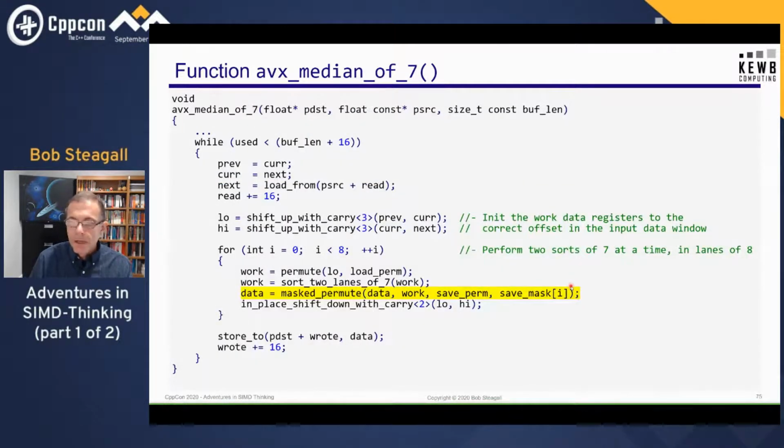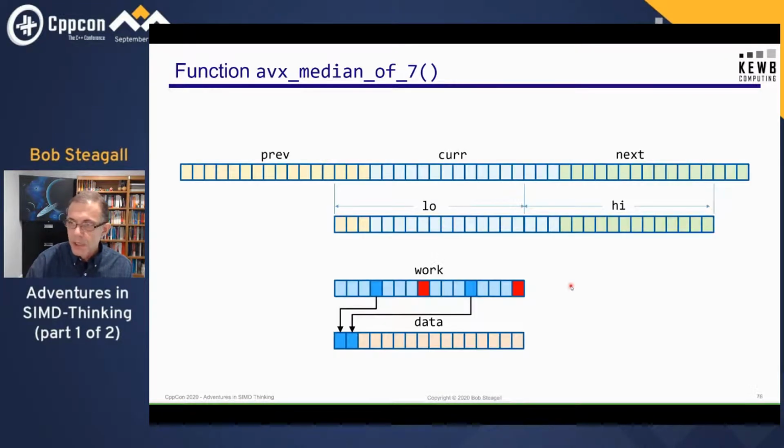So now I'm going to use my save permutation, and I'm going to use the save mask, those weird things that I computed before, and I'm going to use them to place my results, the 2 medians, into the register called data, which is an accumulator. So here you go. I've taken 3 and 11, and I've put it into the first 2 locations in the data register, in the accumulator.